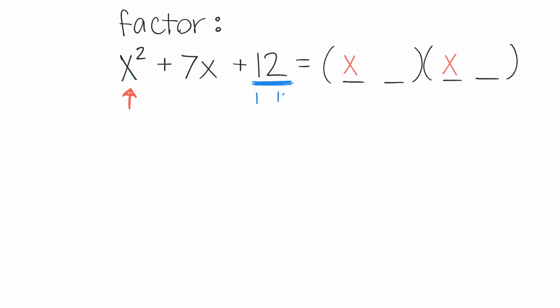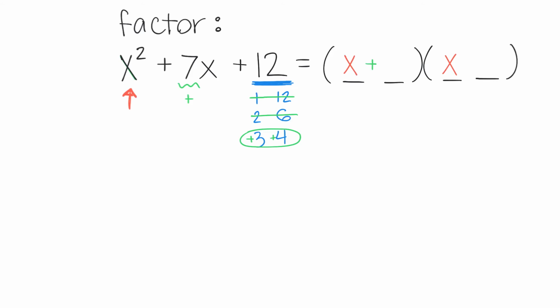Well, 1 and 12, 2 and 6, and 3 and 4. These are our options. And then we're going to ask ourselves, which of these add to 7? So we need something that adds to 7. So 1 plus 12 does not add to 7. 2 plus 6 does not add to 7. But 3 plus 4 does add to 7, and that would be a positive 3 and a positive 4.